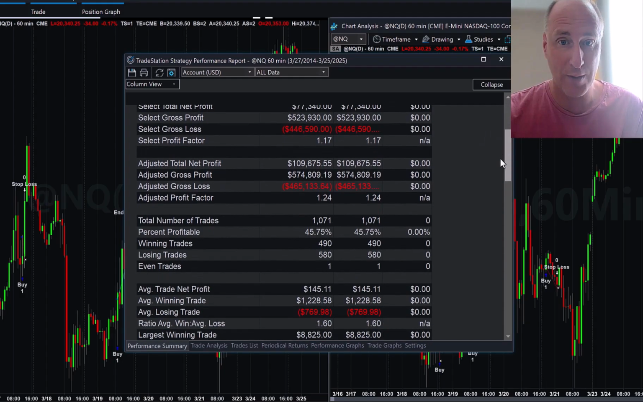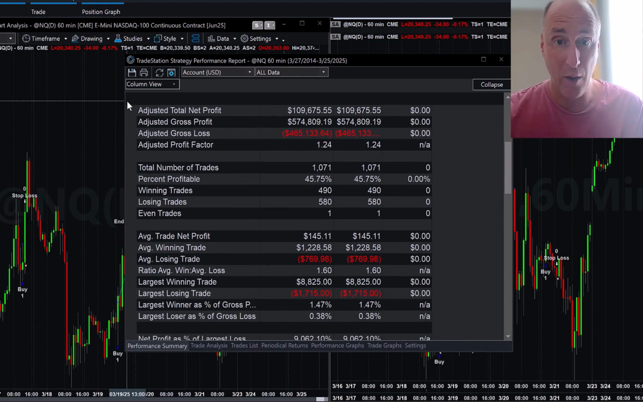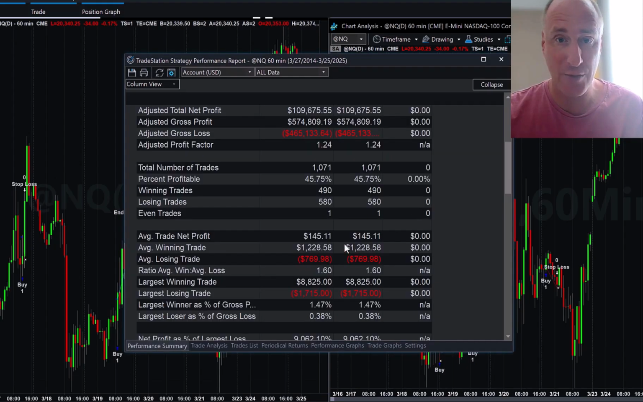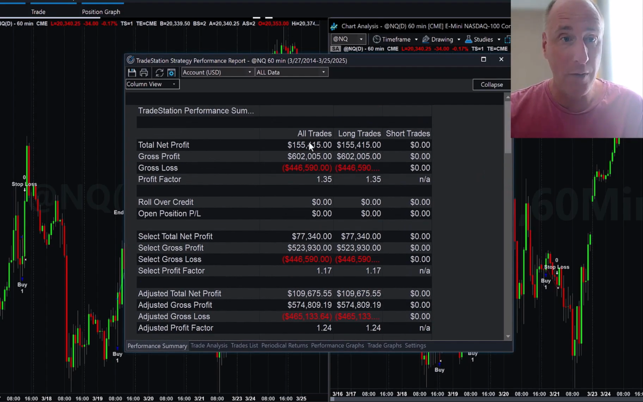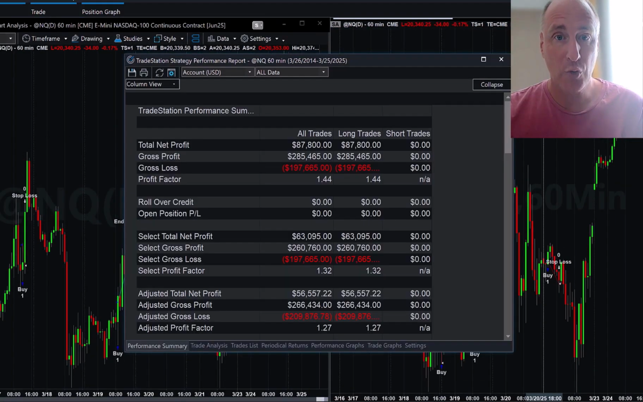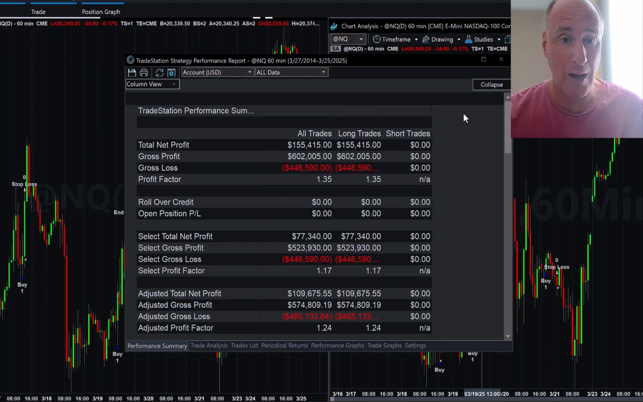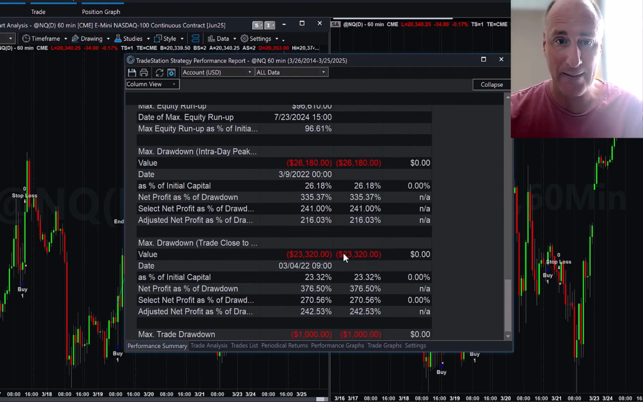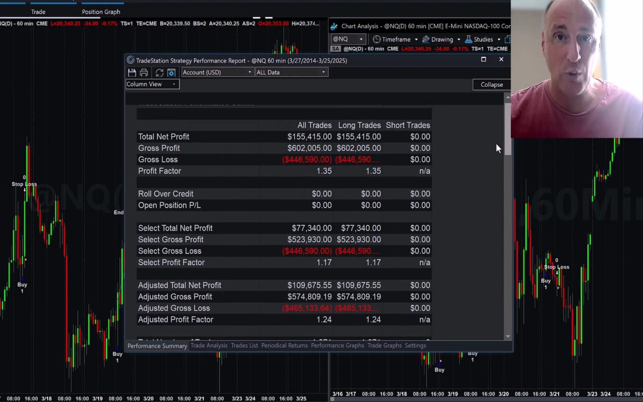Let's have a look. So the original average trade was almost 180, and here we have 145, so that's not good. But we managed to improve the overall net profit quite significantly from 87,000 to 155. Wow, that's incredible. And the drawdown, originally the drawdown was 23K, very high, but now the drawdown is 20K.